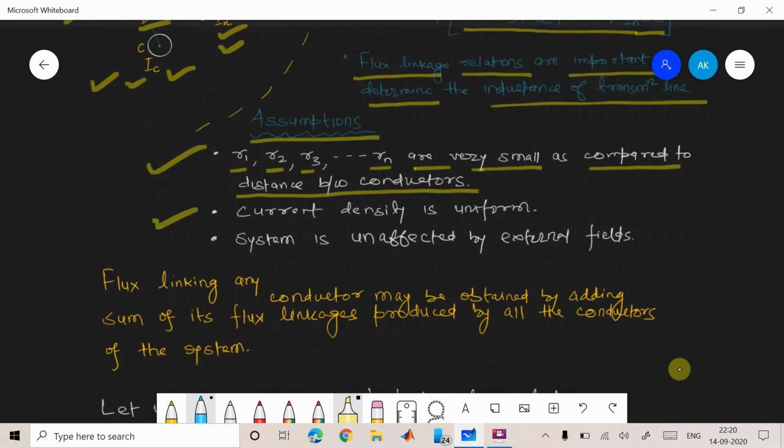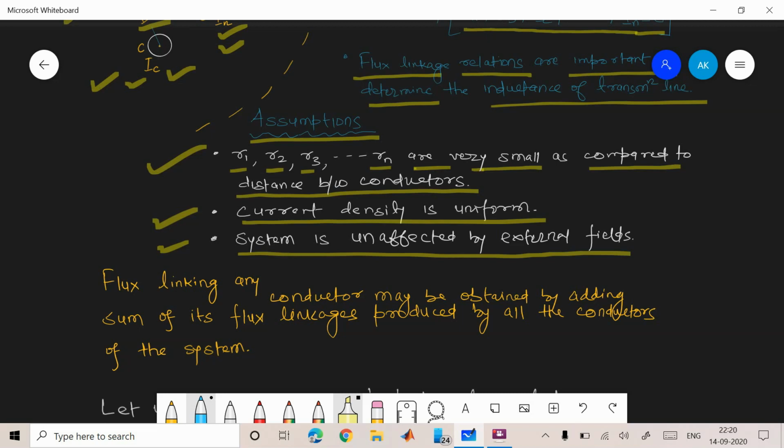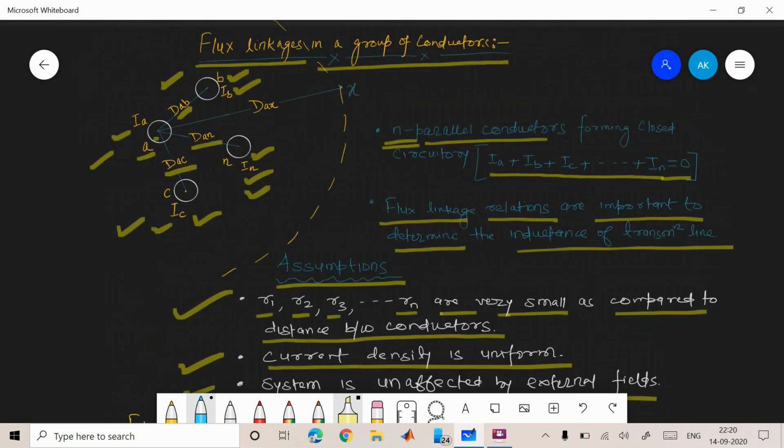The second assumption is that current density is uniform. The third assumption is that the system is unaffected by external fields. It means that for whatever number of conductors we are considering, from conductor A to the nth conductor, the magnetic flux linkages of all these conductors are not affected by any external magnetic field.